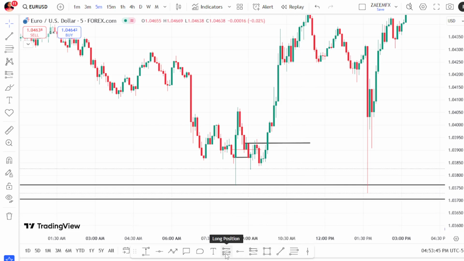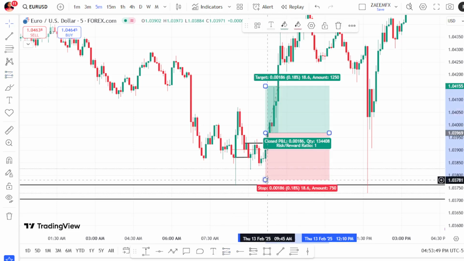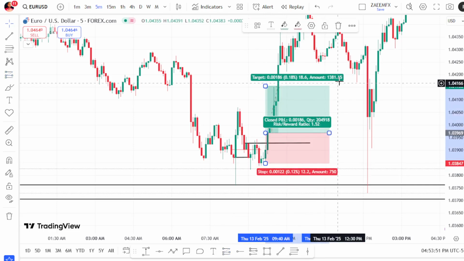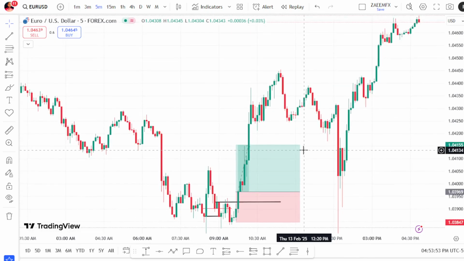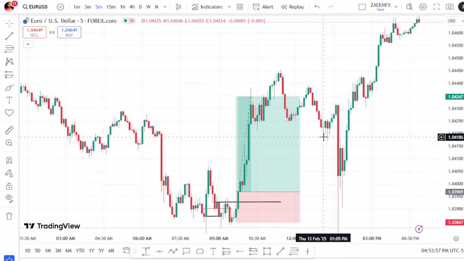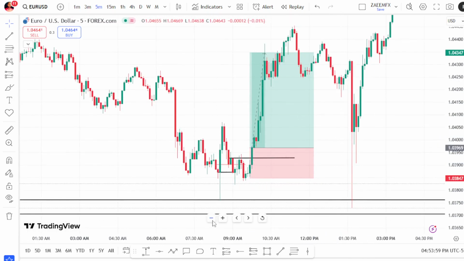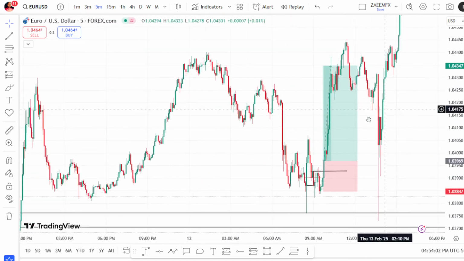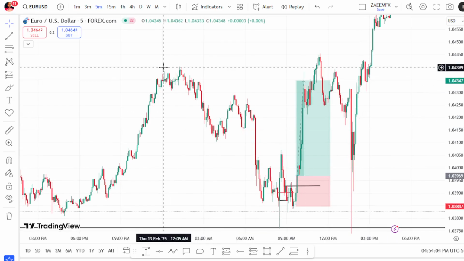a long position, could have longed here, then the stop loss will just be here. Then this trade will give you roughly about 1 to 3. Yeah, we are done for the day. 1 to 3 in just a few minutes, we are done. Or we can target these highs.